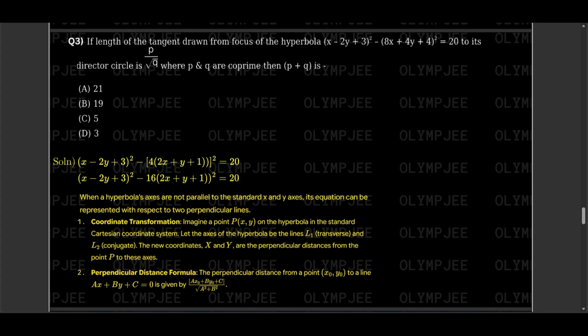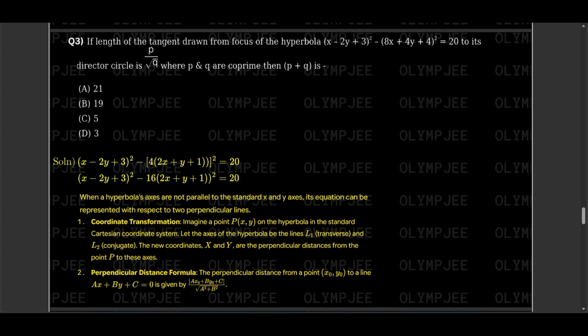So question 3 says that if the length of the tangent drawn from the focus of the hyperbola (x minus 2y plus 3) whole square minus (8x plus 4y plus 4) whole square is equal to 20, to its director circle is p by root q, where p and q are co-prime, then p plus q is, so we have to find the value of p plus q.